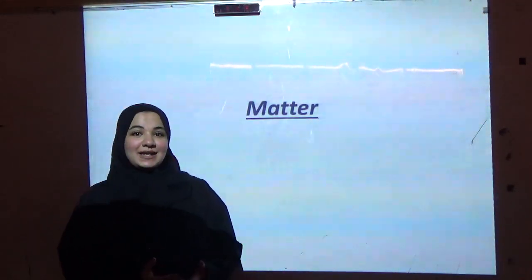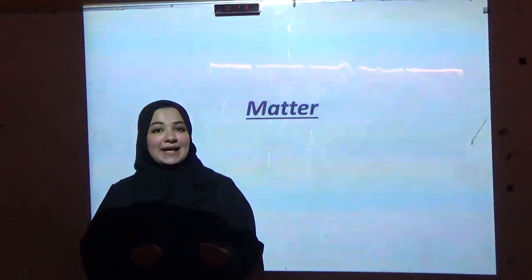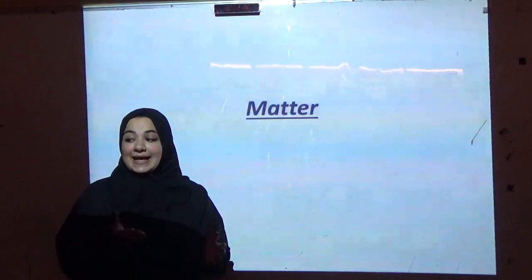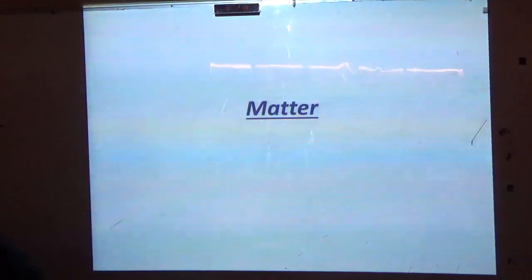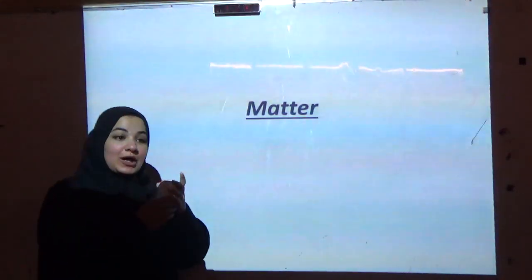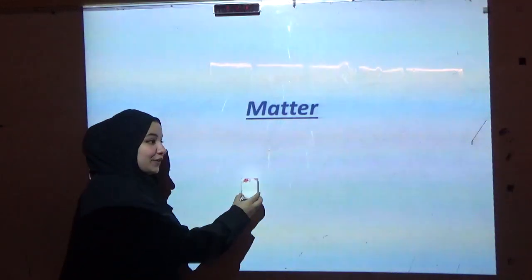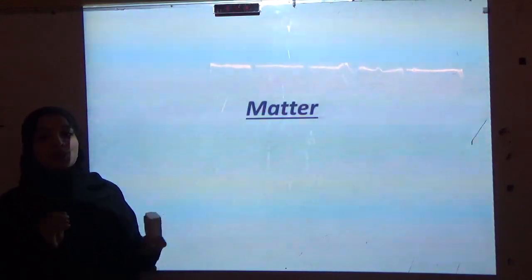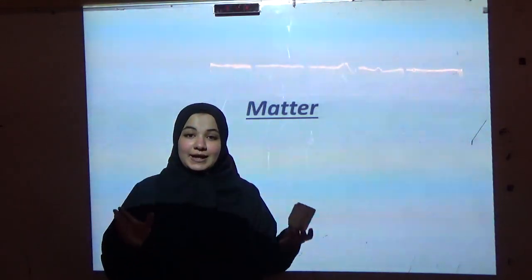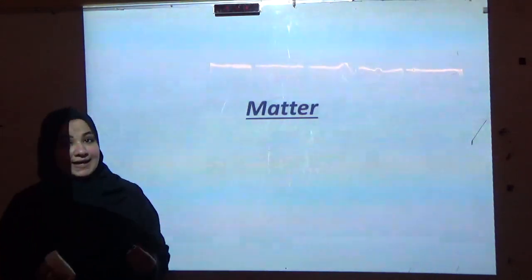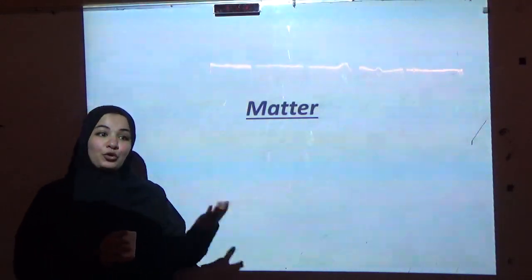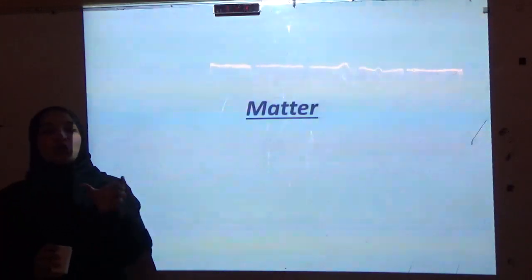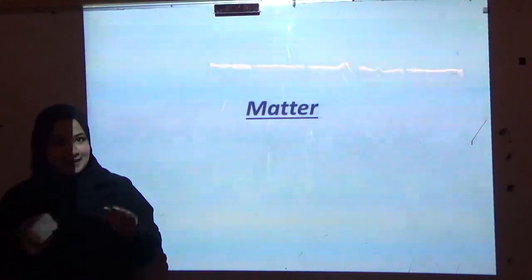Last period we discussed what is called matter. We said that matter is everything around us that has mass and occupies a certain space. When I put this in front of the board, it occupies a space. So matter is everything around us that has mass and volume. We said before in the last period that the word volume means it occupies a certain space.